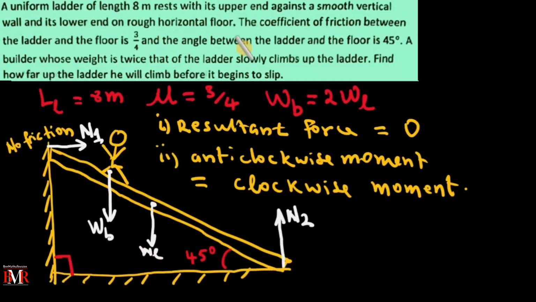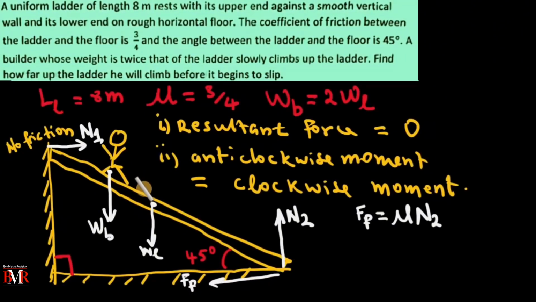From the question, they say the coefficient of friction between the ladder and the floor is 3/4. So if there is a coefficient of friction between the ladder and the floor, it means there is friction acting here, because the formula of frictional force is the coefficient of friction times the normal reaction, and the normal reaction at this point is N2. If the ladder is standing on the ground like this, the frictional force will act against the ladder slipping in that direction. So the frictional force will be acting in this direction. Here I have the frictional force.